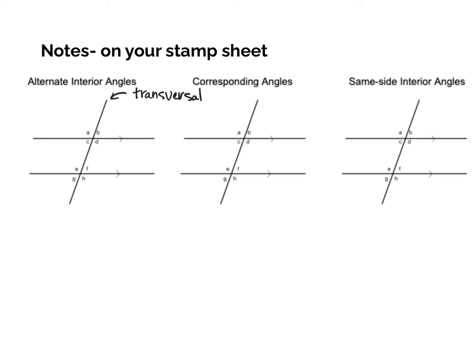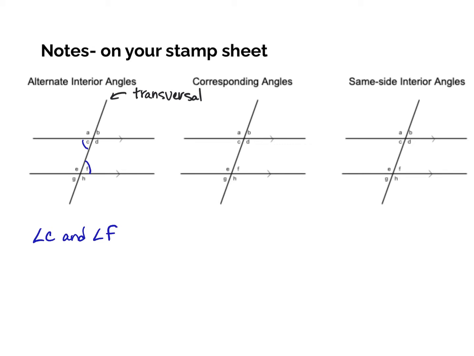Okay, so when we cut two parallel lines or multiple parallel lines with a transversal, a few different angle relationships are formed. So we've got alternate interior angles. Alternate meaning they're on different sides of that transversal, and interior meaning that they're inside these parallel lines. So one set of alternate interior angles is angle C and angle F. So that's one pair.